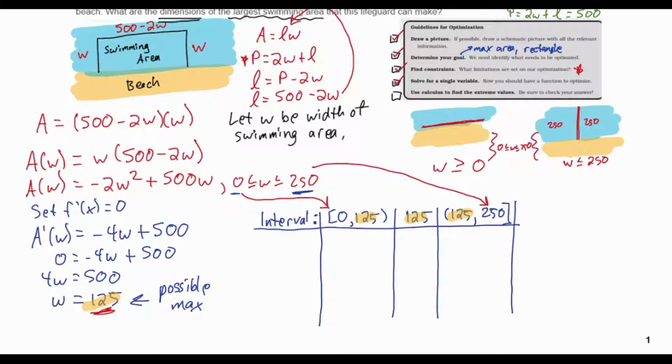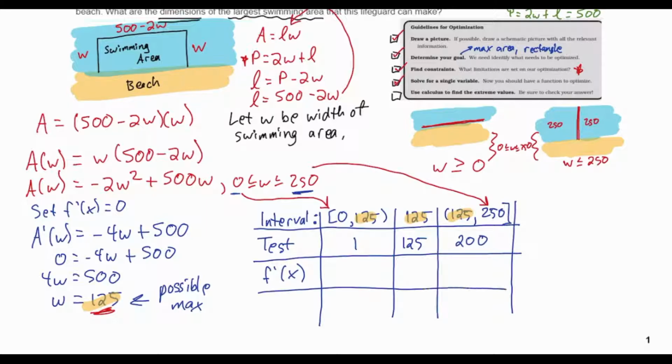After we have our intervals, remember we choose a test point within each one. So we're going to choose a test value between 0 and 125. I'm just going to choose 1, and 125, and let's do 200. I'm going to plug them into my derivative. And that's going to tell us something about the slope of our original graph. And once again, remember, we don't care about the actual value of the number we're going to find here. All we care about is the sign.